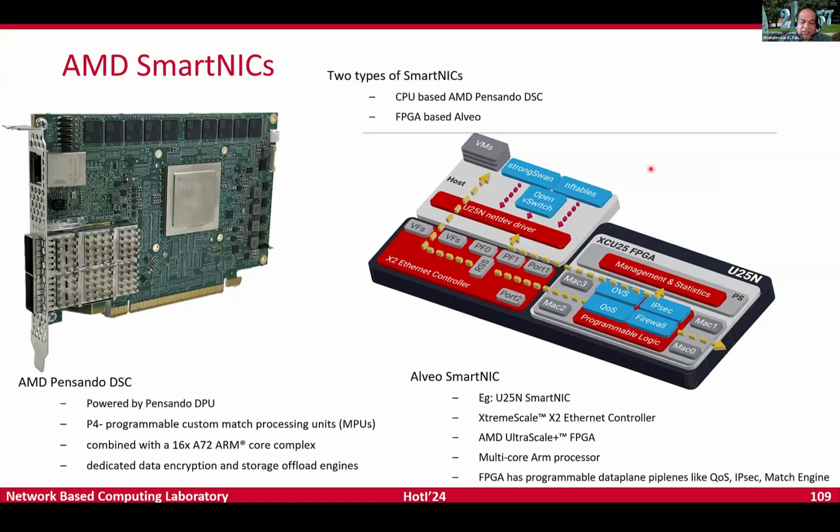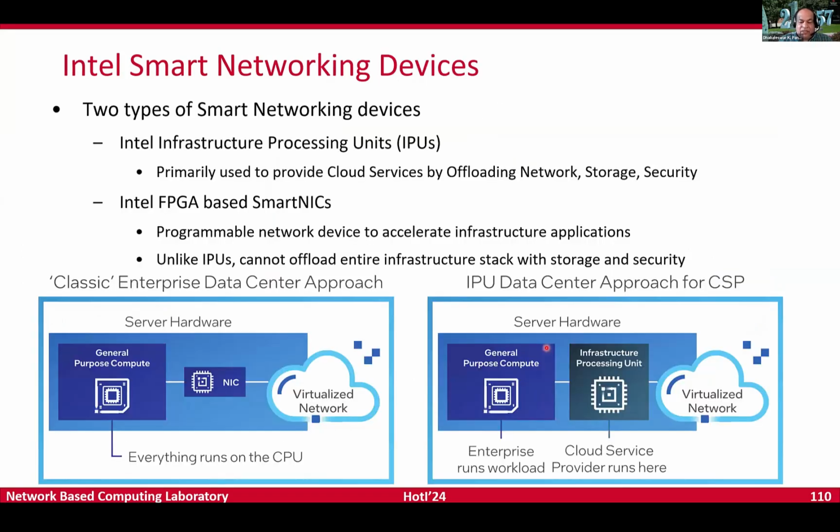Then the other architectures, just to provide an overview. These are the AMD SmartNICs. This is the AMD Pensando, and this is the Alveo. These again follow very similar kinds of things. We have not experimented with any of these, but the same ideas or concepts can follow here. And Intel is also working on very similar things, what they call Intel Infrastructure Processing Units, or IPUs. And they also have the Intel FPGA-based SmartNICs.